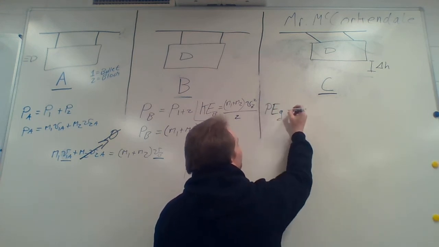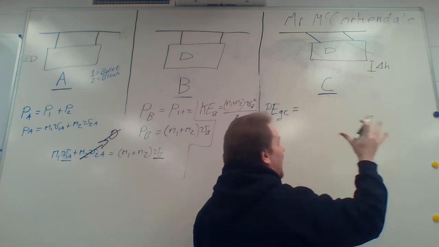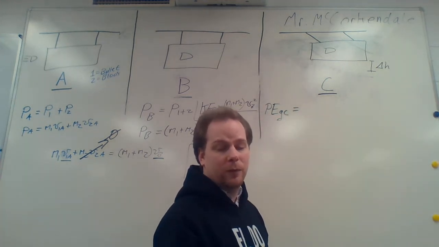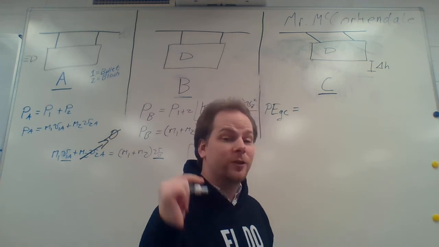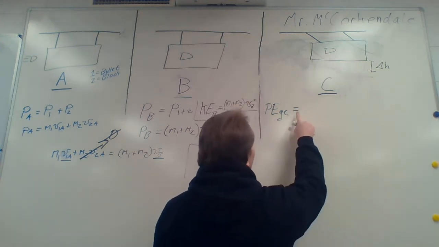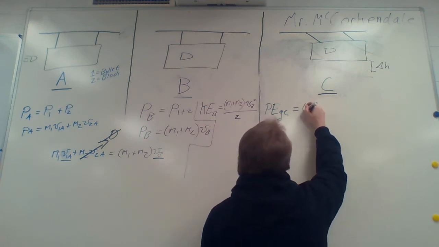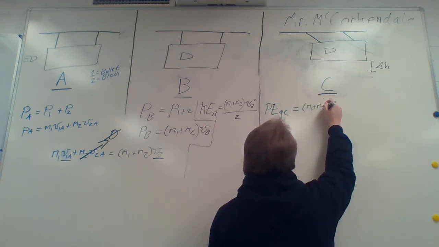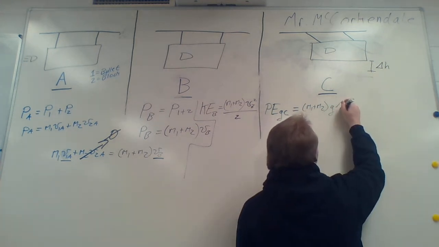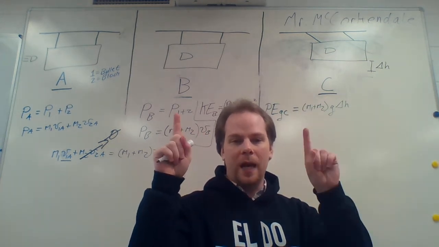So gravitational potential energy at point C is equal to mgh. So the mass of the system times the acceleration of gravity, which is the constant g, times the change in height, which is handily known here. So the mass is still m1 plus m2. G is g. And then delta H is how much the system has risen between points B and C.